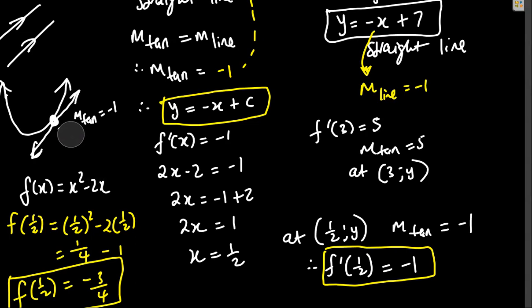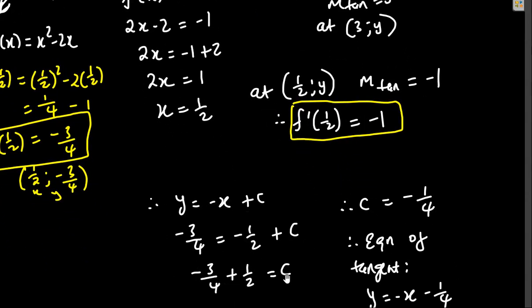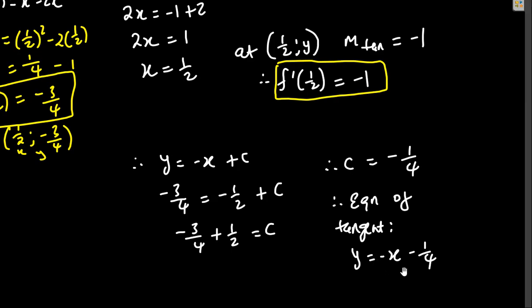let me just remove that. So now you know that here you have half and then y. It means the gradient is -1 at a point where x is half, but you do not know the y value. So to get the y value, you substitute into the original equation of f. Then that you know the y value, you substitute into this equation here, and you get c. Then you have the equation of the tangent. I hope that is clear.